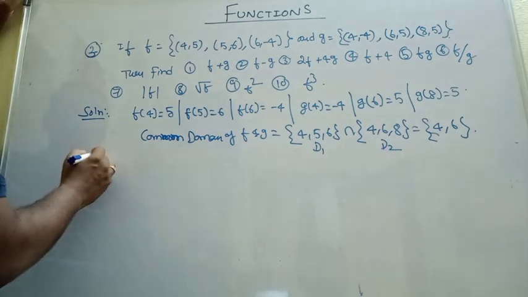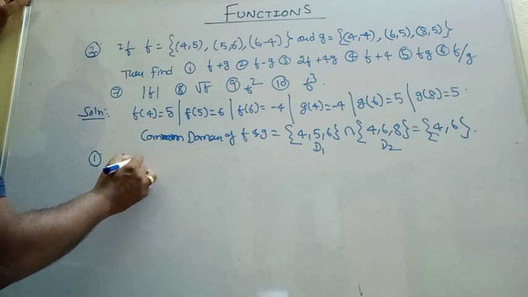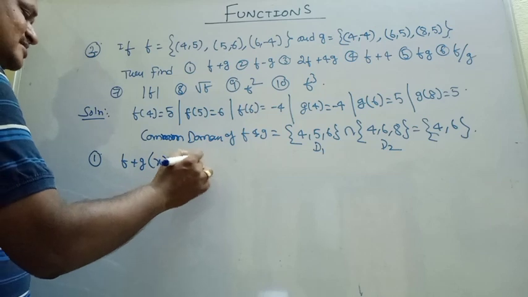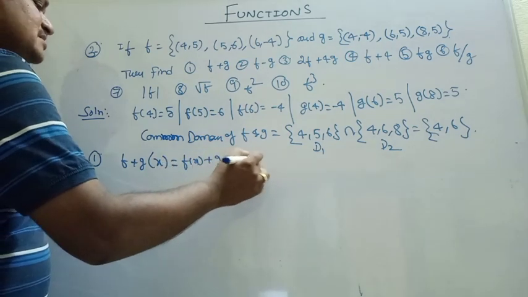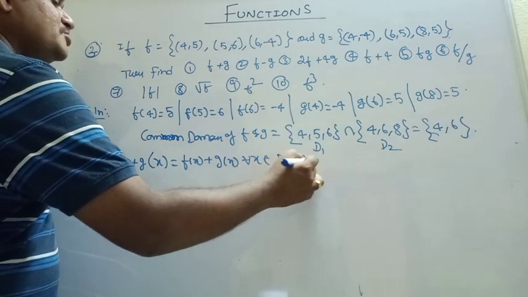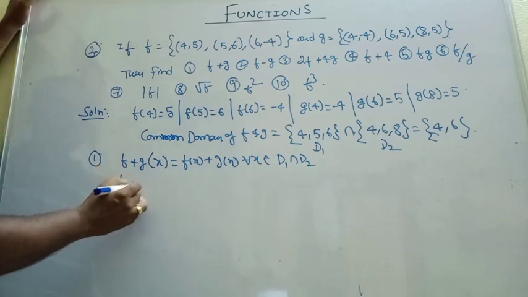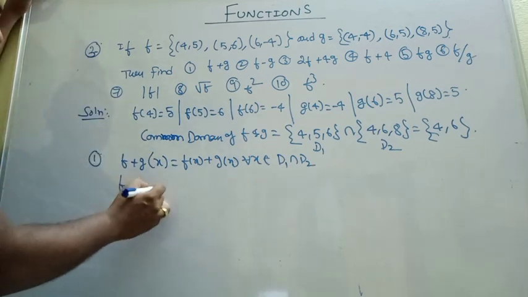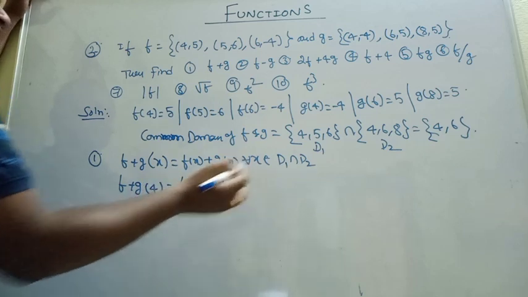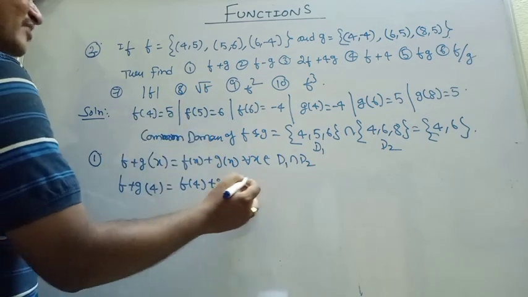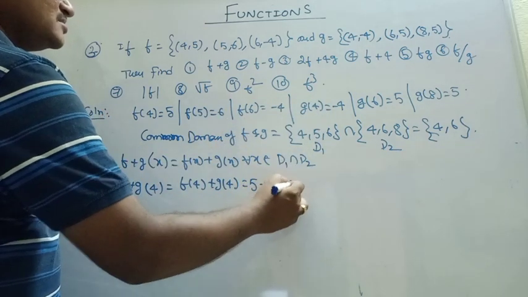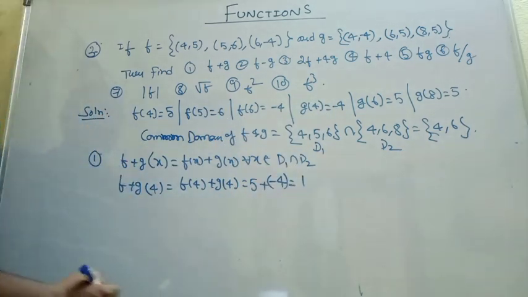Wonderful. Now we want to find the first one, f plus g. We defined that (f+g)(x) is equal to f(x) plus g(x) for all x belonging to the common domain, D1 intersection D2. So for the common domain {4, 6}, (f+g)(4) is f(4) plus g(4). f(4) is 5 and g(4) is -4. 5 plus -4 becomes 1.